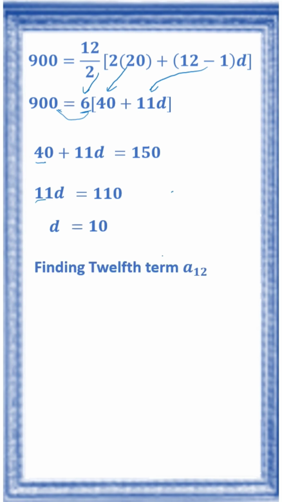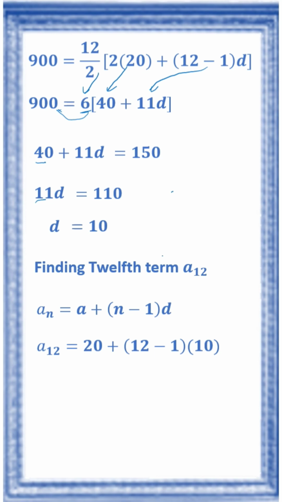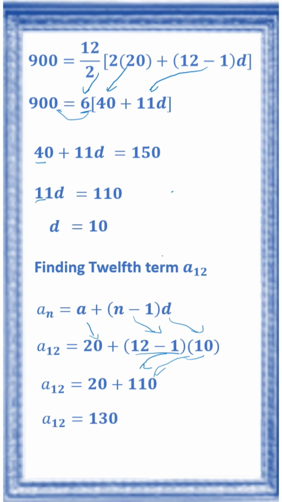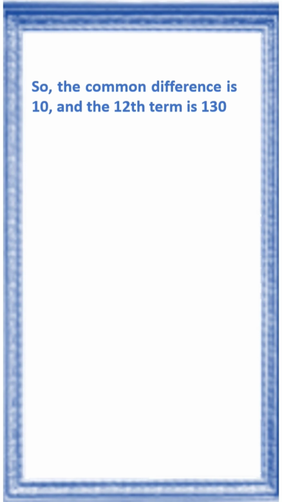Now let us find the 12th term a12 by using the formula an is equal to a plus n minus 1 into d. So for a12, the 12th term, n is 12 here, first term 20, 12 minus 1, d is 10. Let us substitute the values. So a12 is equal to 20 plus 11 into 10, that is 20 plus 110, which is equal to 130. So the 12th term is 130. So the common difference is 10, and the 12th term is 130.